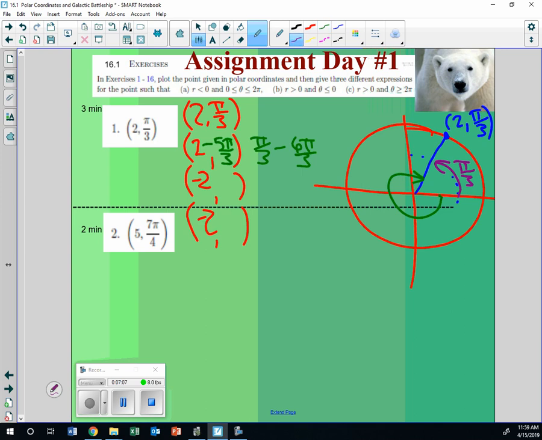Now there's another one we can do, the negative. So what you're going to do is you're going to find this spot down here. So this is going to be 2, and then I'm going to take pi over 3, and I'm going to add pi, 3 pi over 3. So what's pi over 3 plus 3 pi over 3? 4 pi over 3, yep. So if I go 4 pi over 3, I'm here, but when I make it negative, it goes back to there.